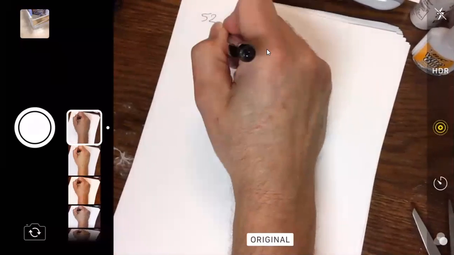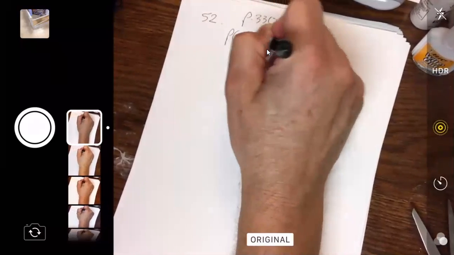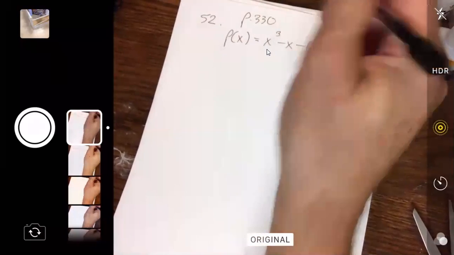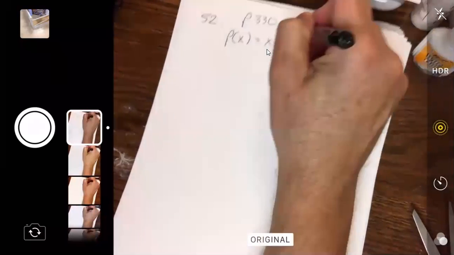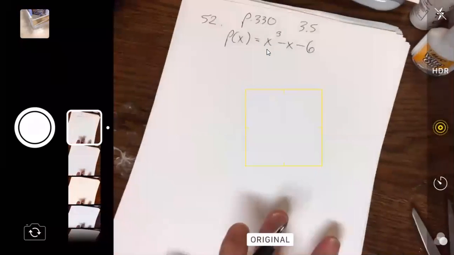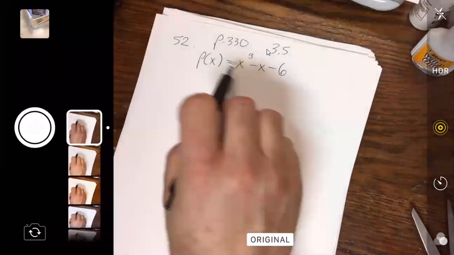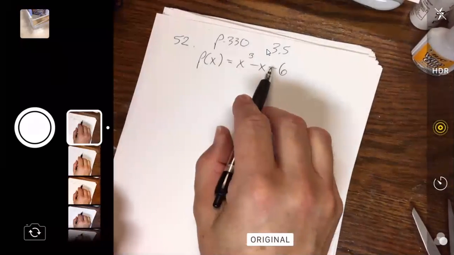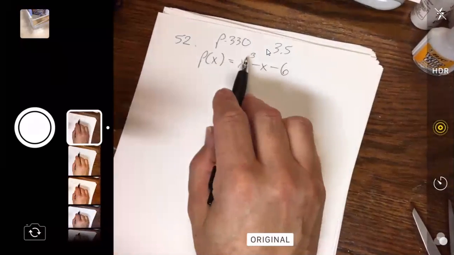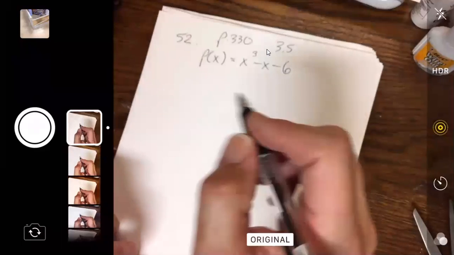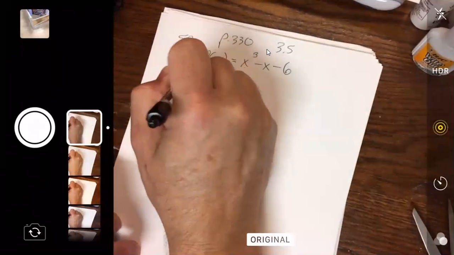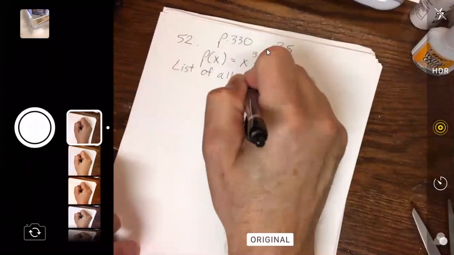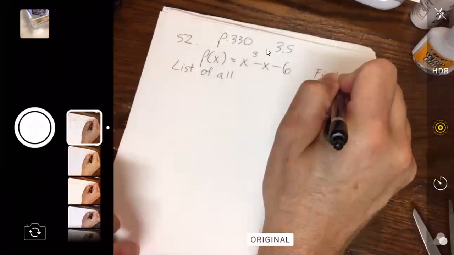P of x equals x cubed, subtract x, subtract 6. Okay, this is still 3-5. Yeah, there's no cubic formula once you get above 2. If that's a 2, it's a nice, easy quadratic formula. In fact, it even factors. But with an x cubed, all those rules go out the window. So we are going to be stuck with our list of all possible zeros to try to get off the starting block here. You want to find zeros and factor.